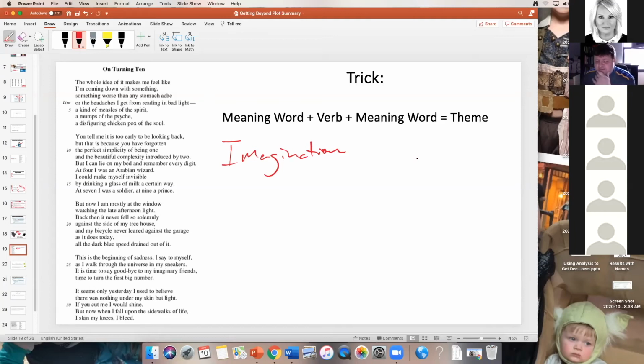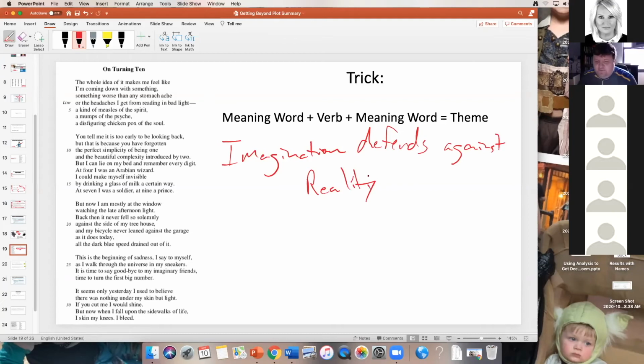Anybody want to take a guess? I'll do it. If alters it, okay. Obscures it. These will work. I'm going to put imagination defends against reality. That's what I wrote down in my notes.